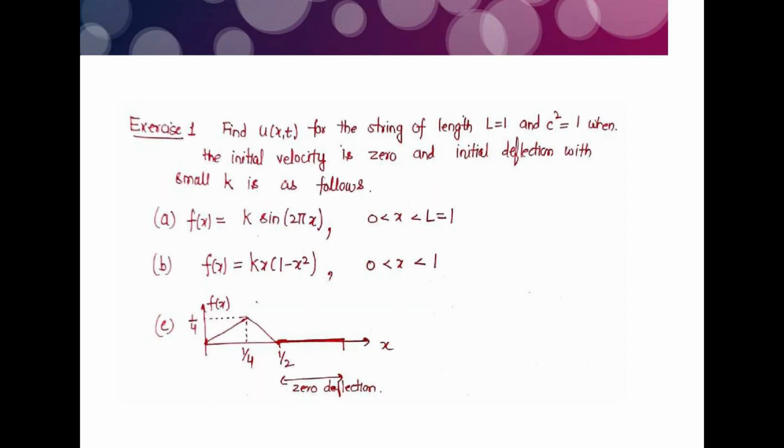Try these numerical problems. You have to find out the deflection in the string of length L equal to 1, c square equal to 1, initial velocity is 0 and initial deflection is given by f of x. So there are three numerical problems. Here we are assuming that k is small. So for these three problems, you have to find out the deflection. In that case, bn star is going to be 0, and as discussed in the previous numerical problem, you have to just find out what bn is.